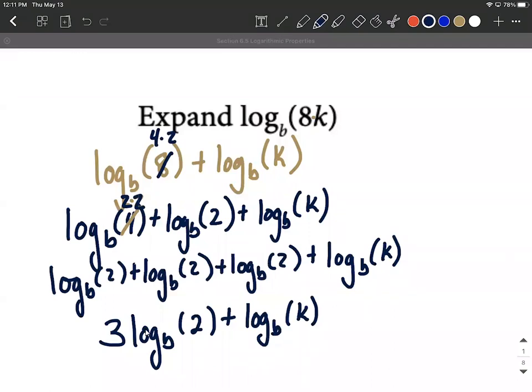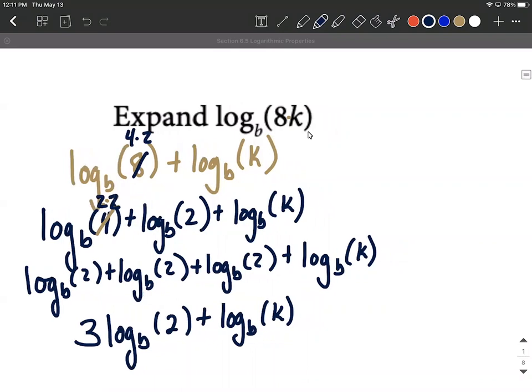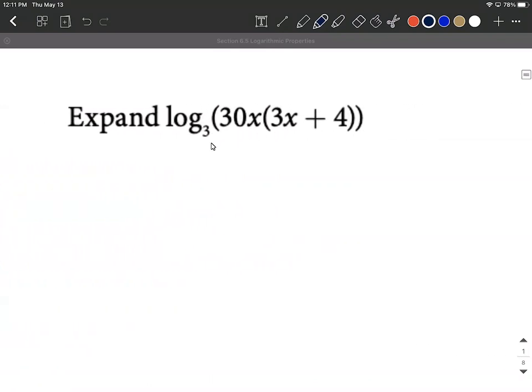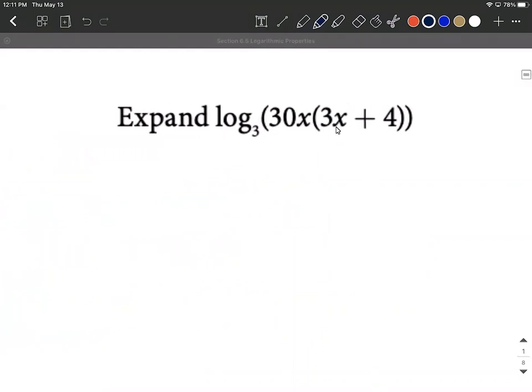All right, so from that you may be saying, well, maybe there's a more efficient way to do this. How I like to approach these is factor any composite number from the very beginning. Then you can work on just jumping to splitting them apart, as we'll see in this last example. So we have log base 3 of 30 times x times this quantity, 3x plus 4. So that 30 out in front is not a prime number. So what I may do off to the side is just try to factor that completely.